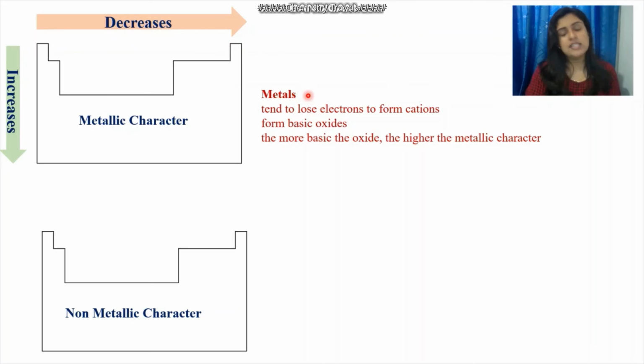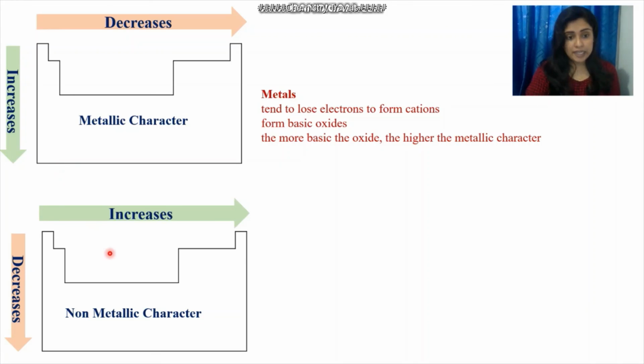And these metals generally form basic oxides. So group 1 and group 2, they are very good metals, right? They have greater metallic character and they are alkali and alkaline earth metals. So they are basic in nature and they form basic oxides. And the more basic the oxide, the higher would be their metallic character. So as we move down, they become more and more basic, and so metallic character also increases.